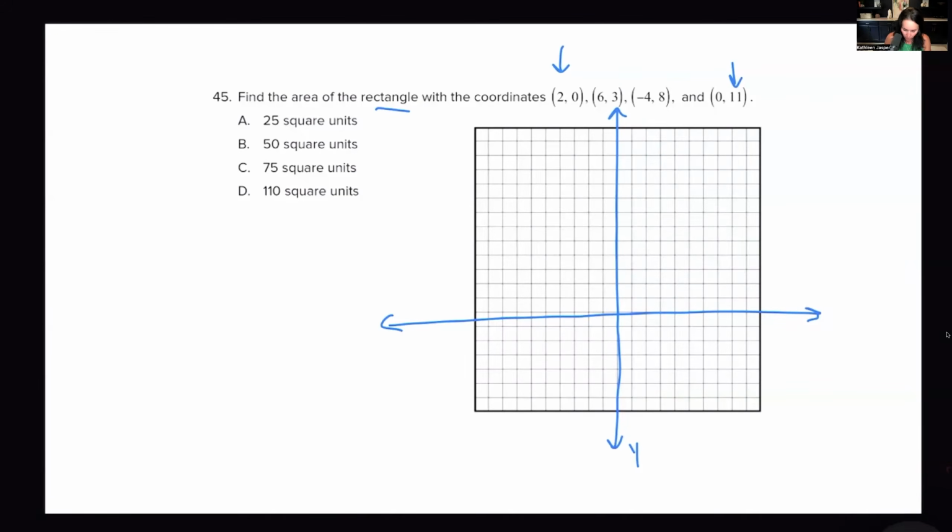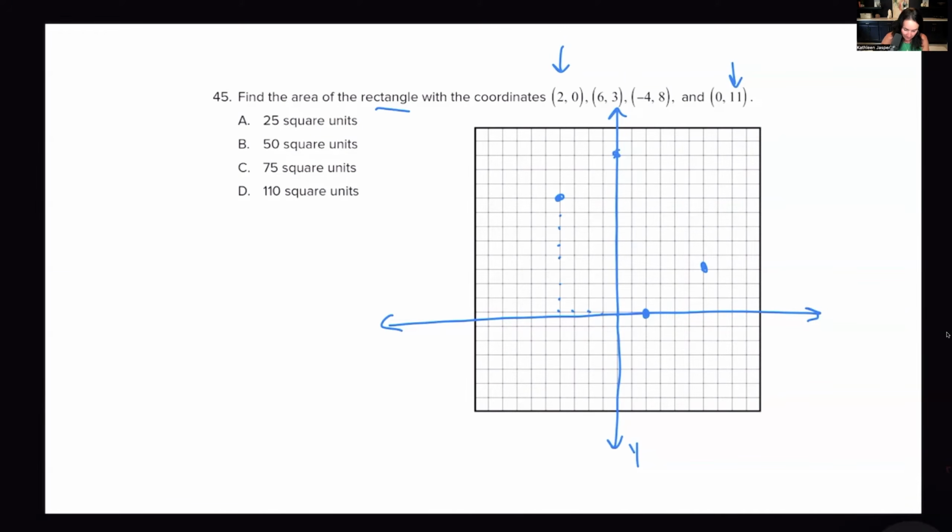So we have positive 2, up 0. So 1, 2, up 0. It's going to be right there. Then I have 6, comma 3. So I have 3, 4, 5, 6, 1, 2, 3. So let's go there. Then I have negative 4, 8. So I go over to the left, 1, 2, 3, 4, and then up 8, 1, 2, 3, 4, 5, 6, 7, 8. Okay. And then I have 0, comma 11. So I have X is 0, which is right here in the middle, and I have to go up 11. So this dot is at 8, 9, 10, 11.